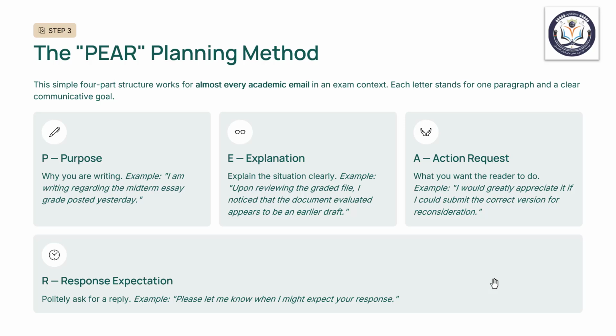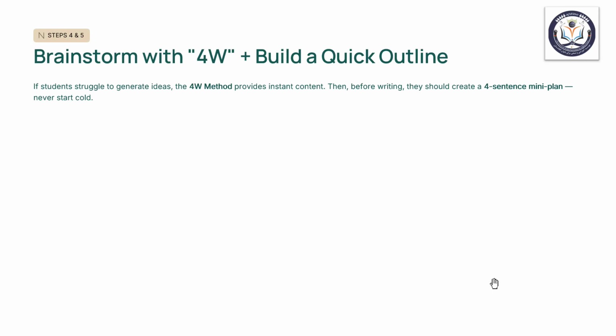writing an email. It's called peer planning. Purpose, explanation, action request, and response expectation. These are the important parts. Now, sometimes it happens that you still struggle to find the purpose, the explanation section, and other important parts. So, often there could be a quick method to brainstorm, and that's called the 4W method.